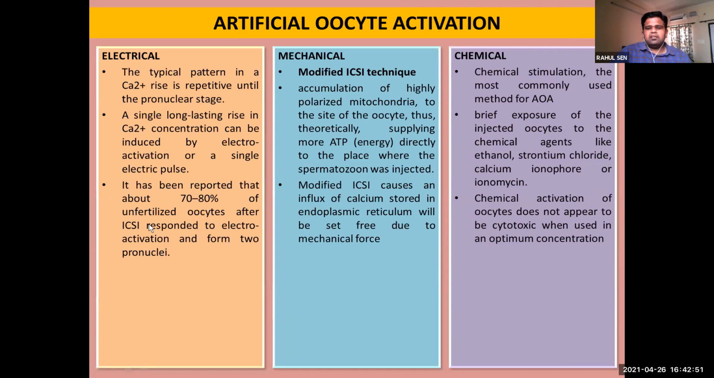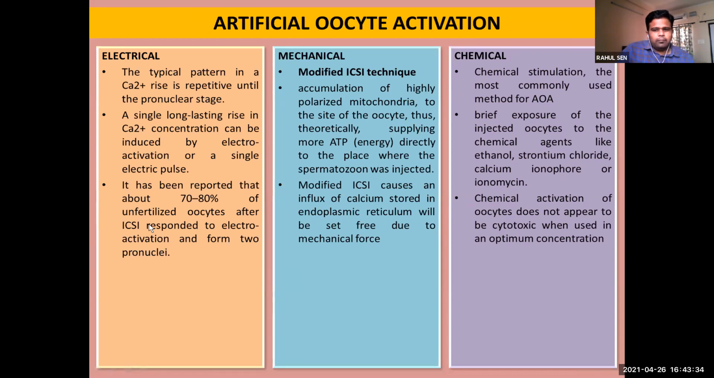The mechanical form is basically a modified ICSI technique, where during the process of ICSI it is done in such a way that highly polarized mitochondria are released onto the site of sperm injection. This causes the influx of stored calcium from the endoplasmic reticulum, which is then set free, and the next day morning you can see a good looking pronuclear embryo. That is mechanical artificial oocyte activation.